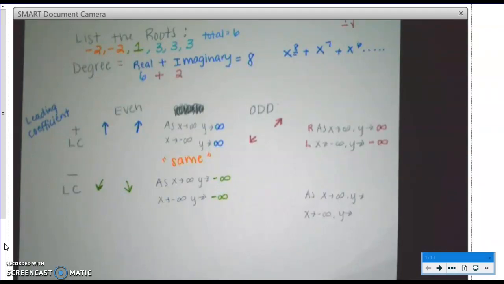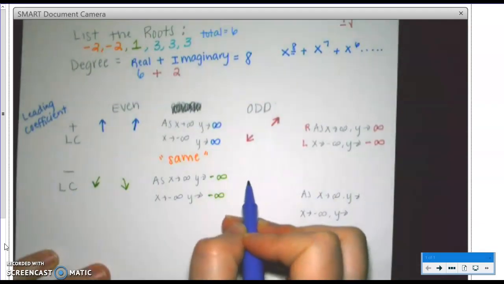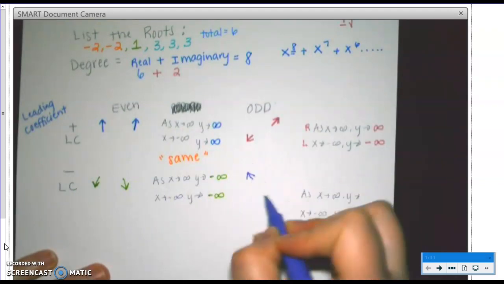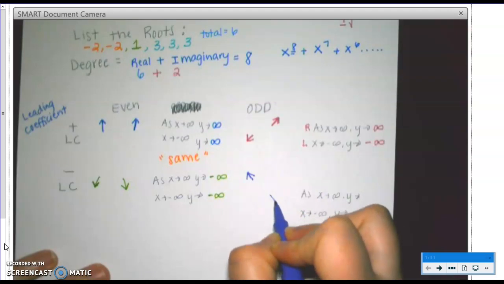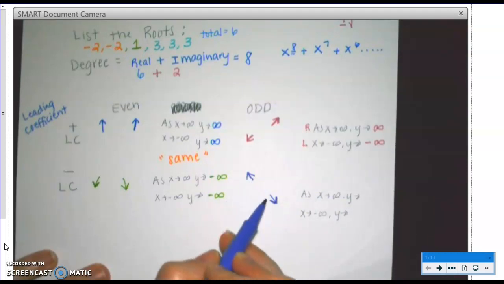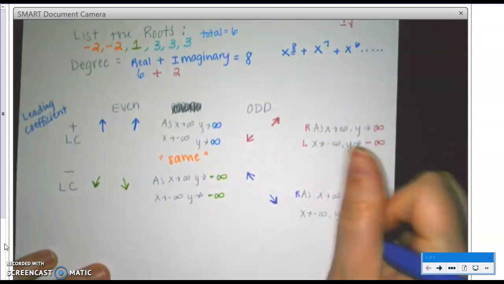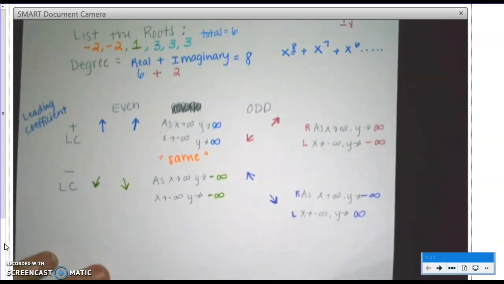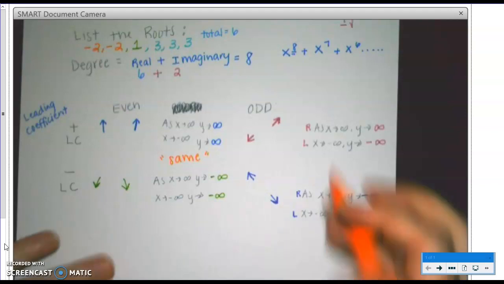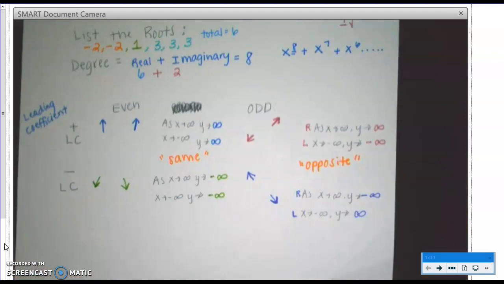All right, and if it's got an odd highest exponent and a negative number out front, the left arrow will be up, and if I connect the arrows, it'll look like it's decreasing. If I go from left to right, the arrows are decreasing. So my right arrow is down, my left arrow is up. So if the arrows are opposite, then you know the degree is odd.